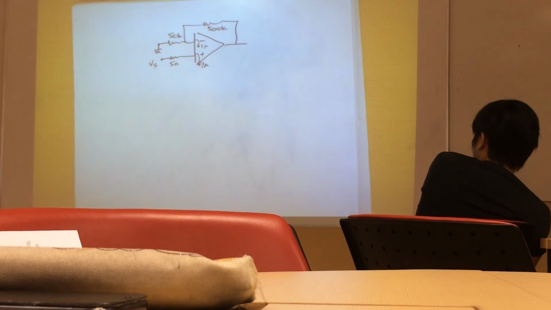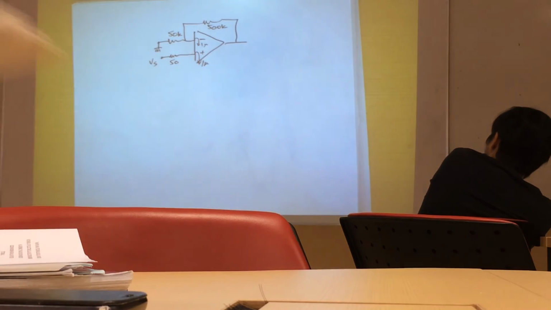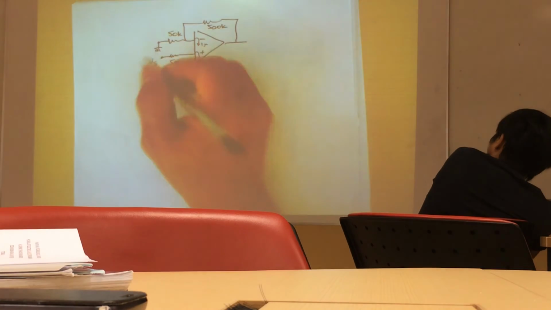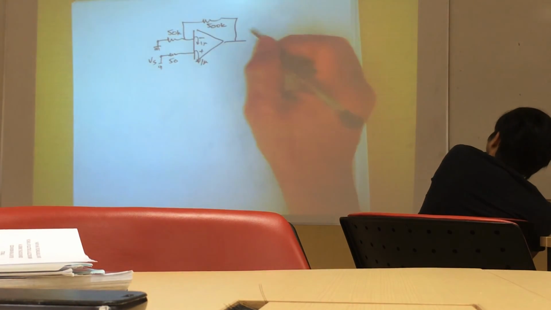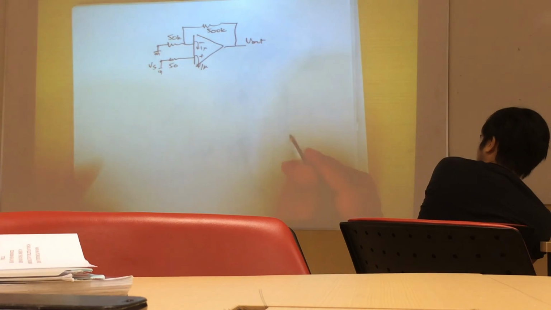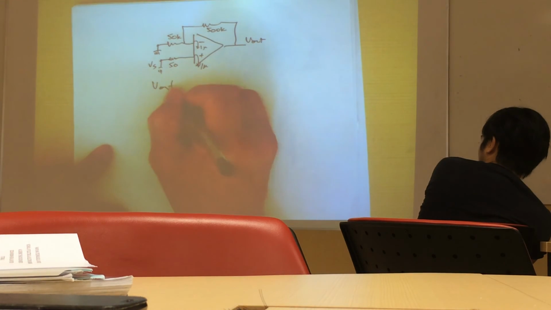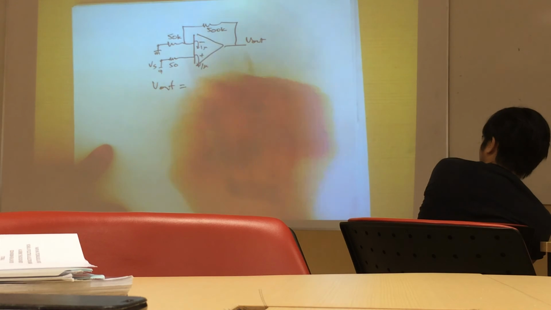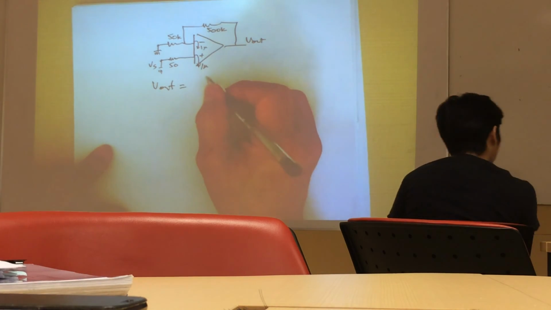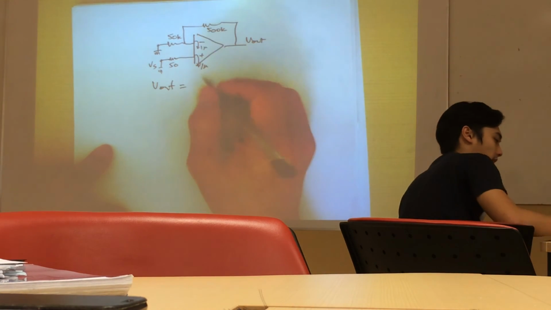We want to find the DC voltage at the output if we assume the input is 0, so we kill the input, and find the voltage at the output due to just the input currents. So V out is equal to the I minus contribution plus the I plus contribution. Let's do I minus first.